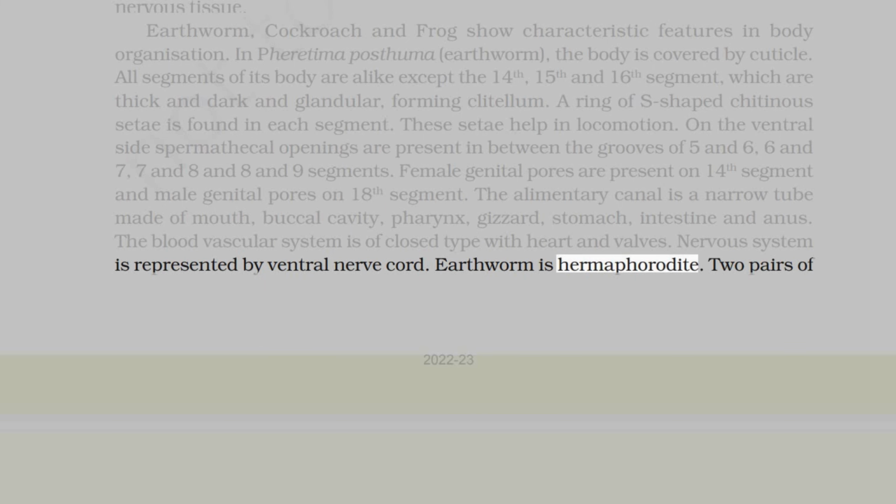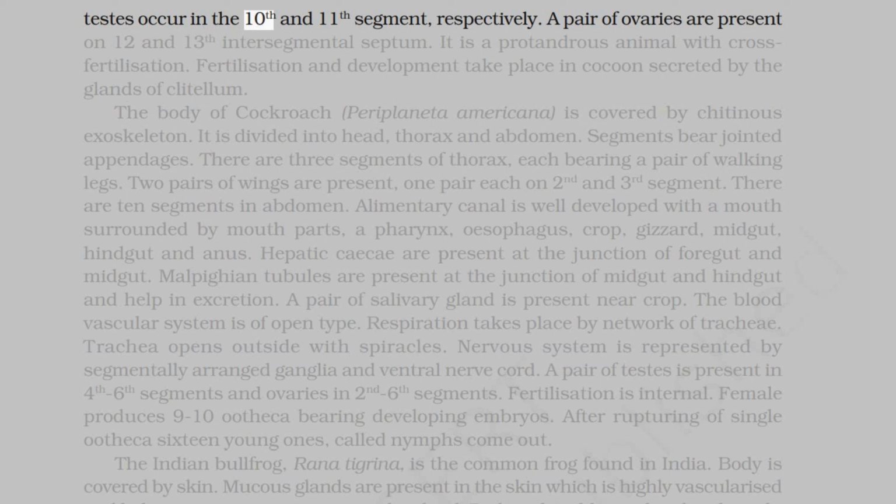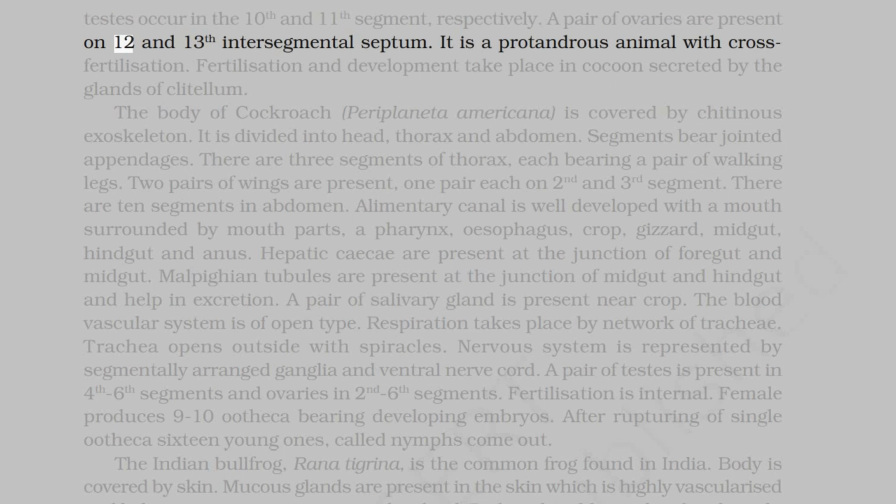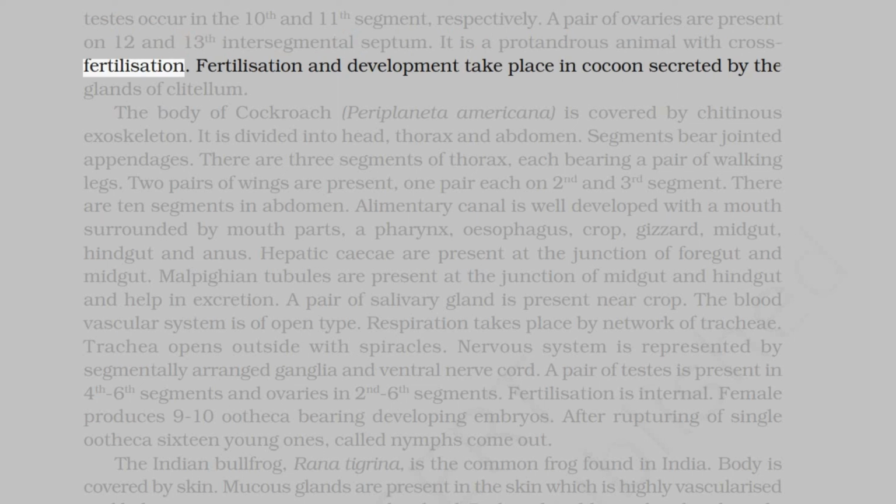Earthworm is hermaphrodite. Two pairs of testes occur in the 10th and 11th segments respectively. A pair of ovaries is present on the 12th and 13th intersegmental septum. It is a protandrous animal with cross-fertilization. Fertilization and development take place in cocoons secreted by the glands of the clitellum.